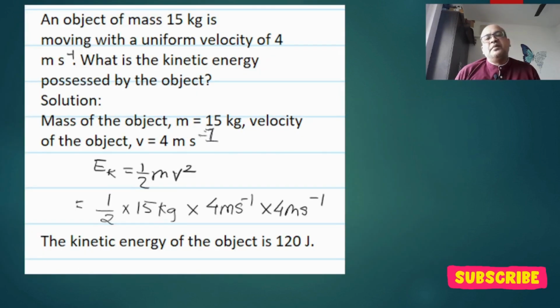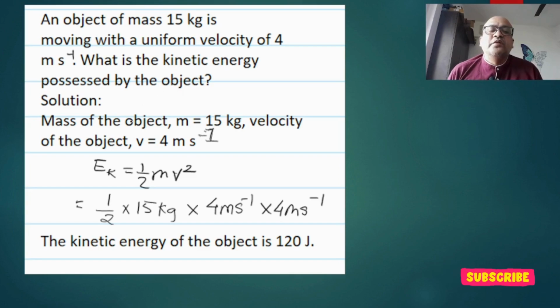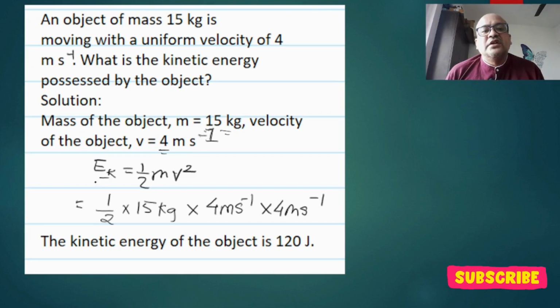Let's see an example. An object of mass 15 kilogram is moving with a uniform velocity 4 meter per second. What is the kinetic energy possessed by the object? What we need to do? First of all, what is given? Mass of the object has been given, 15 kilogram. Velocity of the object has been given, 4 meter per second. And what has been asked? We have been asked the kinetic energy.